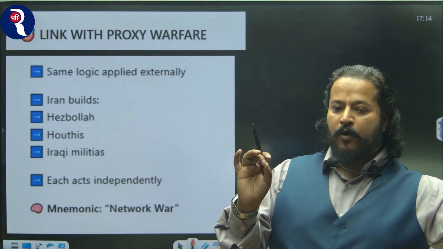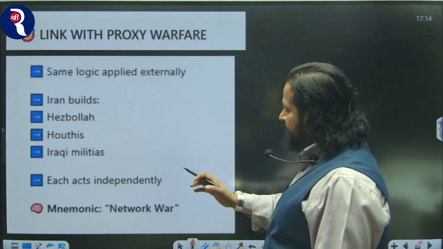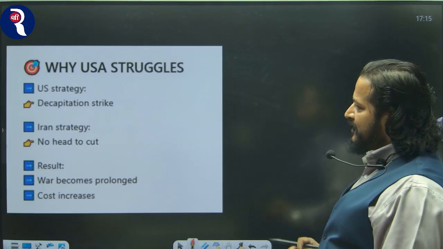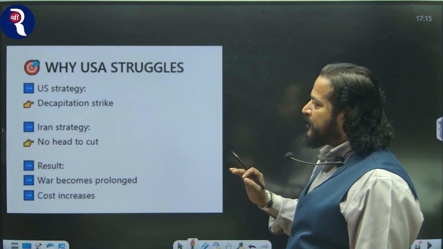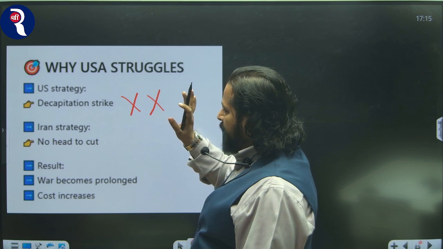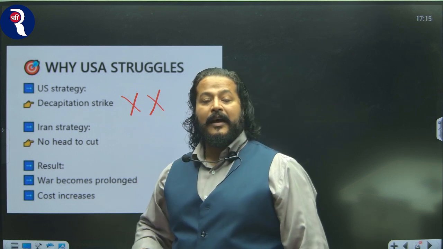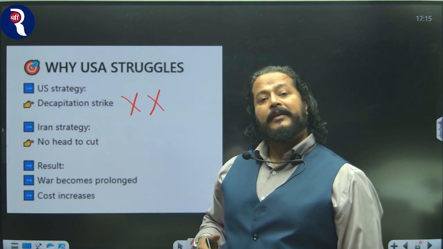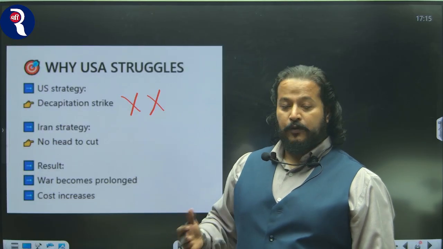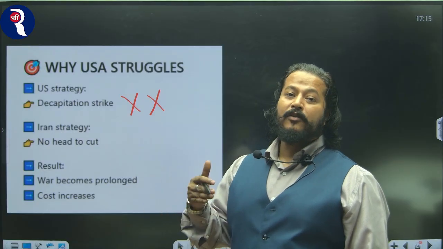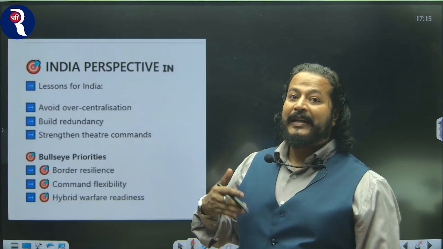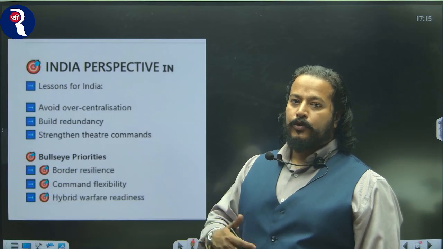So, the link with proxy warfare. Iran has proxies: Hezbollah, Houthis, and Iraqi militia. Each acts independently. Now, US strategy believes in decapitation strikes, meaning killing the main leader, killing the main commander. But in Iran's case, you can kill one commander, then another commander is there because they have not entrusted one particular unit with all the powers. They do not have centralized power like Saddam Hussein of Iraq. So this is why it is becoming difficult for the USA to contain Iran. And this is what the Mosaic Doctrine of Iran is all about.